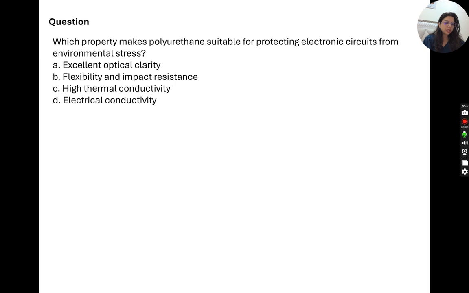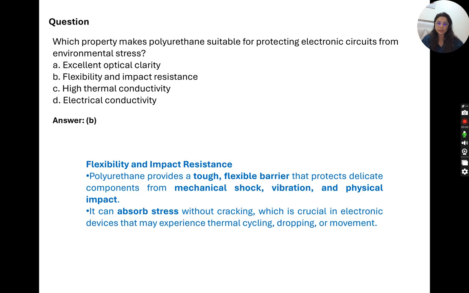I only got one answer, which says it's B, flexibility and impact resistance. So let's see the answer. Yes, it's B, and we have just read about it: the flexibility and impact resistance of polyurethane makes it suitable for protecting electronic circuits from environmental stress.